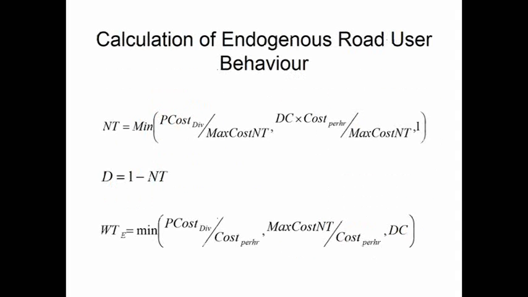So here we have some of the equations that can be used to calculate your not traveling time, your diverting and your waiting time. This is a little bit of what I explained just now on the previous slide. It's actually trying to come up with the minimum cost. So what is your perceived cost of diverting, and how does that compare with your perceived cost of not traveling, and also with your perceived cost of actually waiting? So you take the minimum of each one.